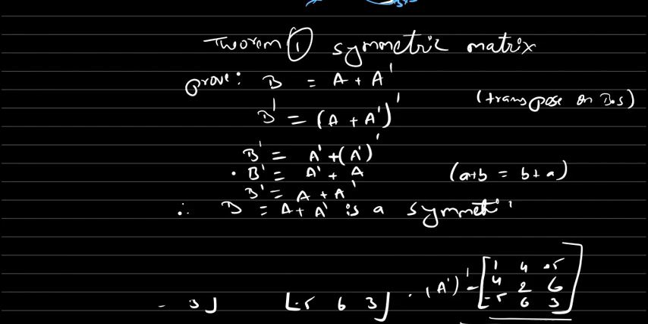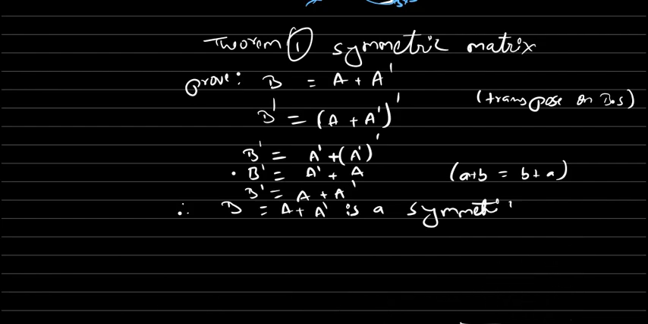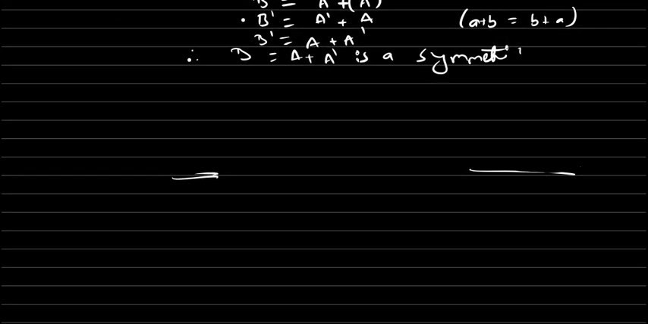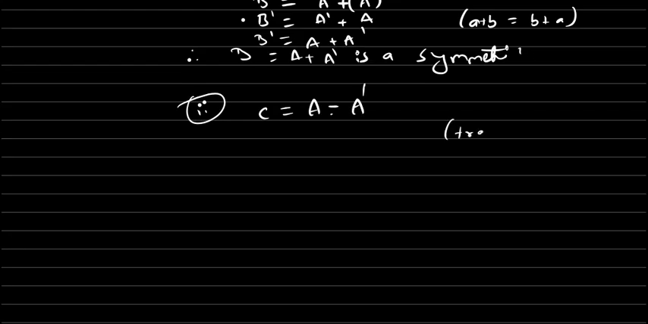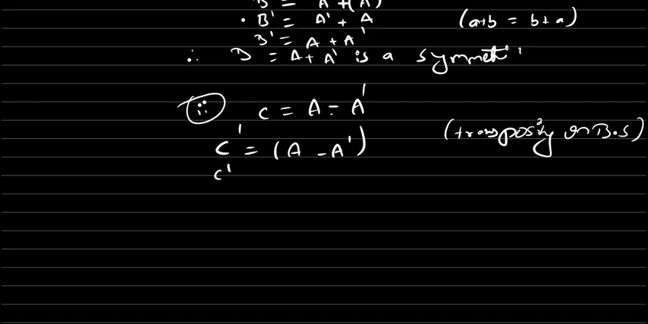I hope you people are getting clear from this. We will now solve the next theorem. The second theorem is: C is equal to A minus A dash. Again, we will take the transpose on both sides. C dash is equal to A minus A dash whole dash. C dash will become A dash minus A dash dash. C dash is equal to A dash minus A.